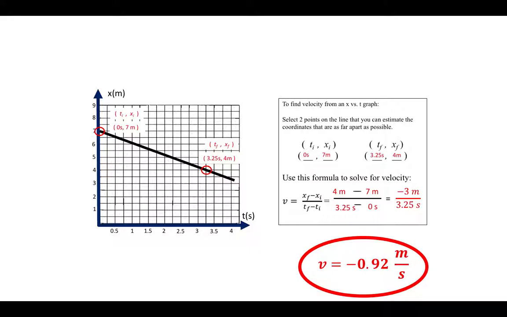Whenever we do that math, then we get a value of negative 0.92 meters per second as the velocity represented by this graph on an x-versus-t graph.